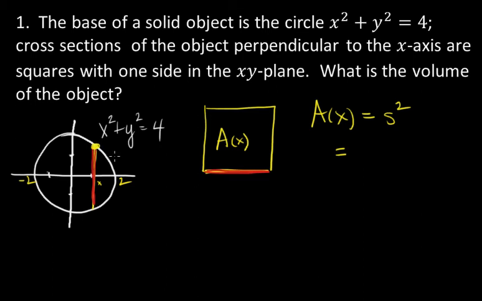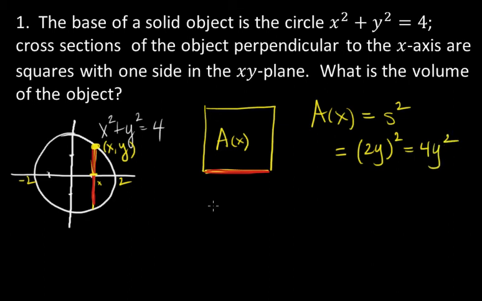Well, we're going to find that by knowing what this point is. That point we could call x, y. And so y is from the x-axis up, and the side is 2y. So it's 2y squared, or 4y squared.